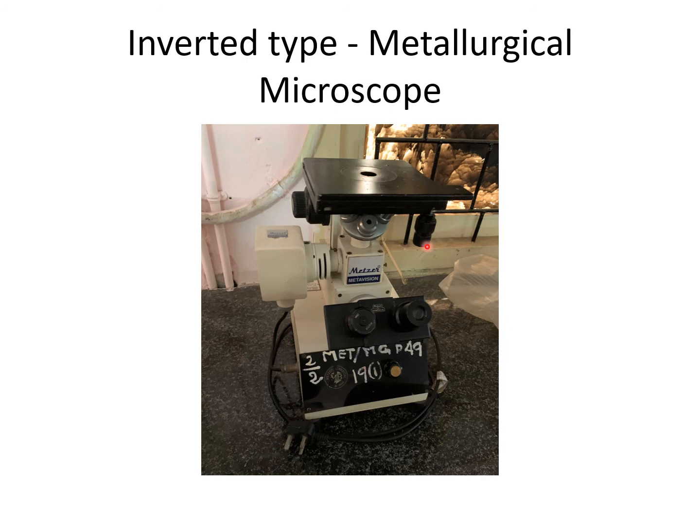And this is an inverted type metallurgical microscope, where we have to keep the sample on the top of the microscope. We have to keep the sample. A very small sample of a particular size can be used, and we can use this kind of metallurgical microscope here.